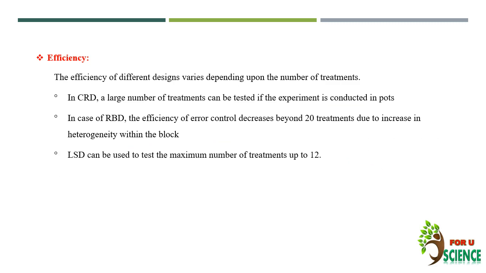Then if we talk in terms of efficiency, different designs carry different efficiencies depending upon the number of treatments. In case of CRD, a large number of treatments can be tested, but only in the lab or in pots. In case of RBD, the efficiency can be about 20 treatments, but in case of LSD, it is up to 12 only. This is how we can finish our lecture.